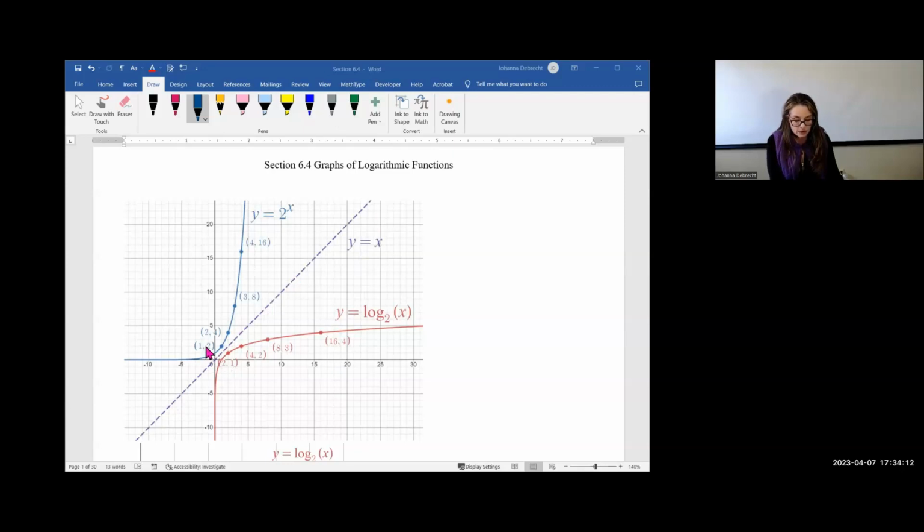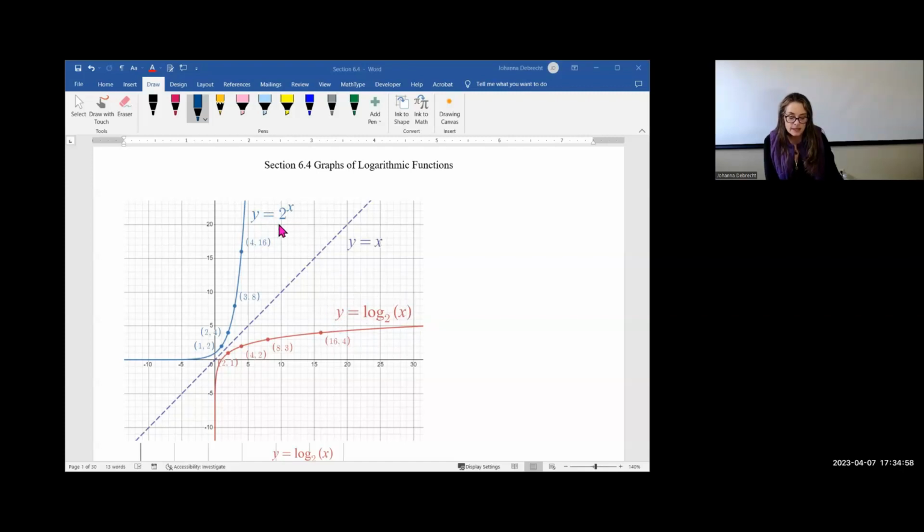And we see that the ordered pairs also swap positions. So if the ordered pair is 1, 2 on the exponential function, meaning 2 raised to the first power gives you 2, so when x is 1, y is 2, on the logarithm function, the ordered pair will be 2, 1. The log base 2 of 2 equals 1 because 2 to the first power gives us back the 2. All right, so we can see that each ordered pair has been swapped here, and the inverse notation for the inverse function of an exponential is the logarithm with the same base.